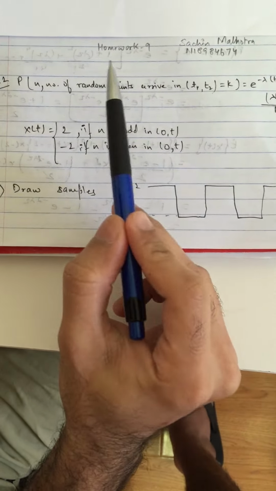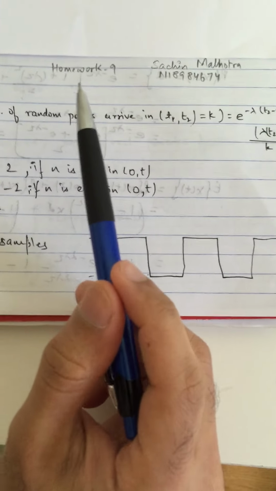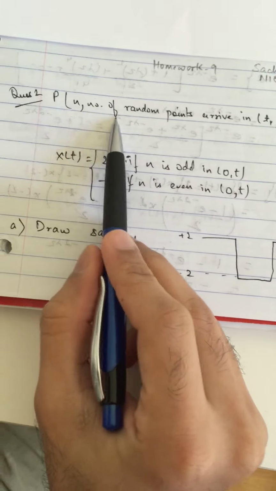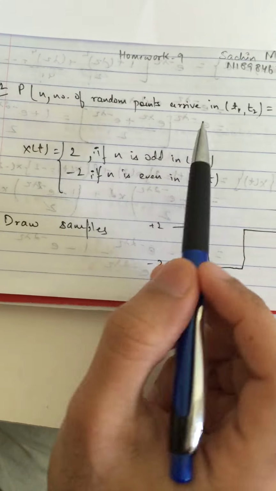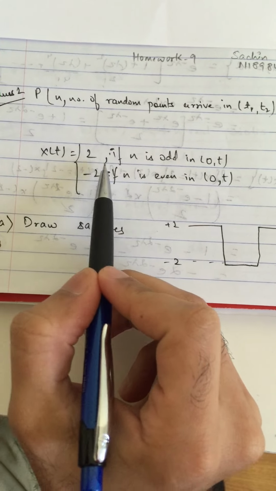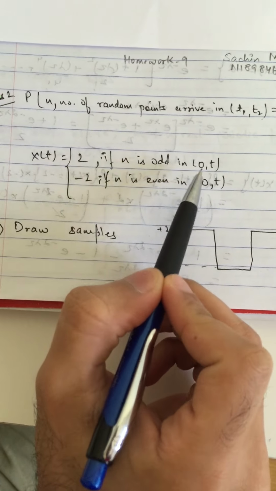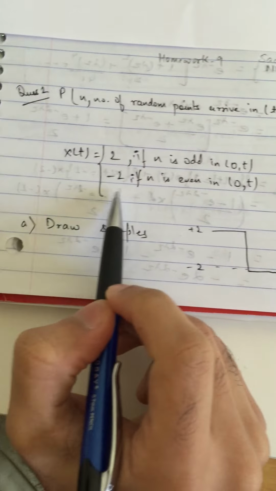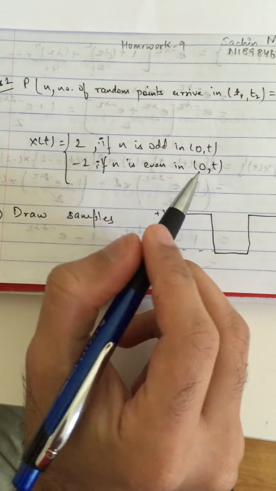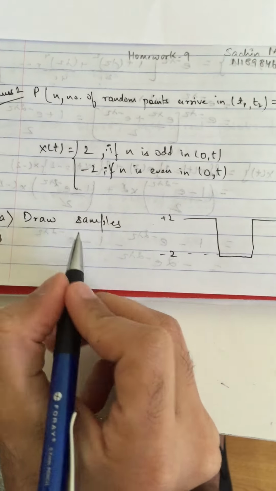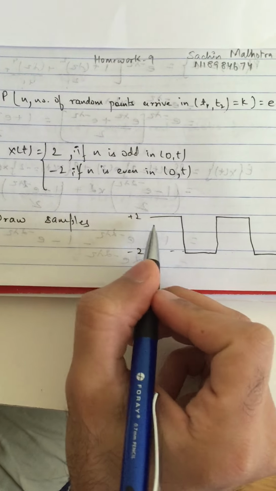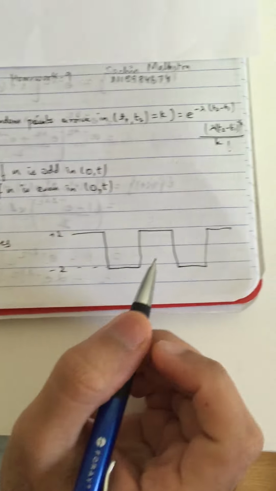Today I'm going to be solving problem 2 for homework 9 of EL6303. So in the question we are given that X(t) is a stochastic process that equals 2 if n is odd in the interval 0 to t and equals -2 if n is even in the interval 0 to t. In the first part we have been asked to draw samples, so the sample will just oscillate between +2 and -2.